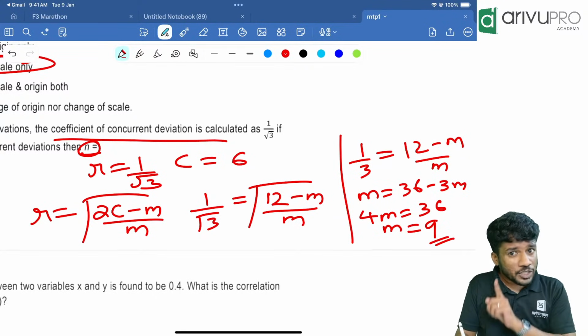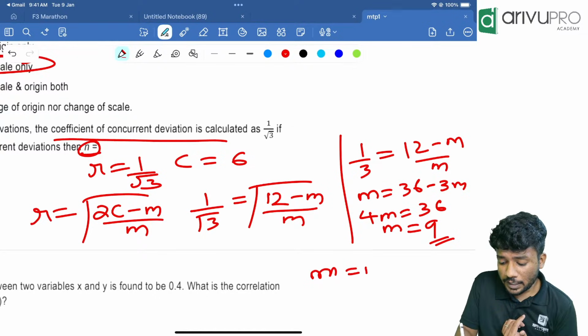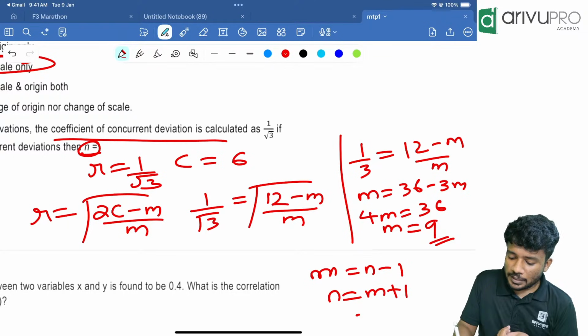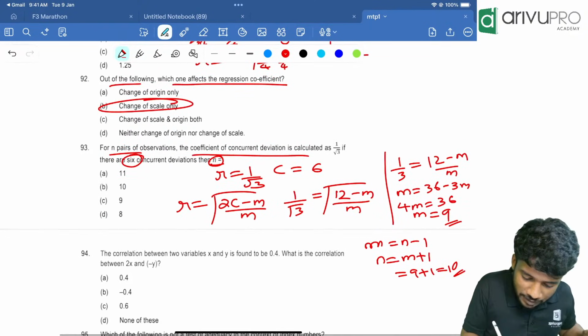So is that the question? No, we need to find the value of n. We already know m is equal to n minus 1. Then n will be m plus 1. That is 9 plus 1, which is equal to how much? 10, which is option B.